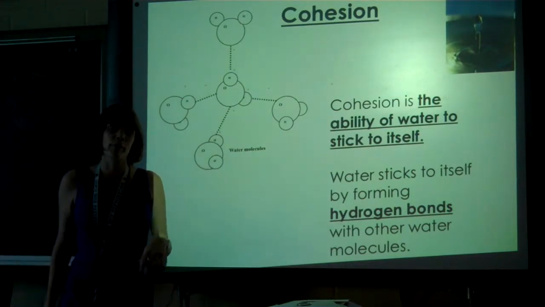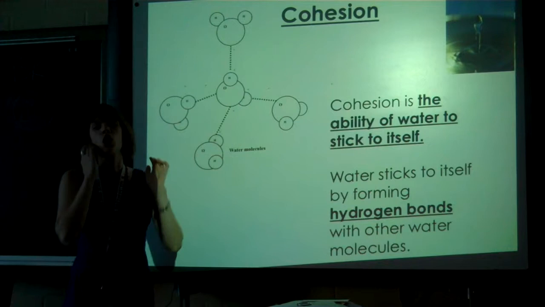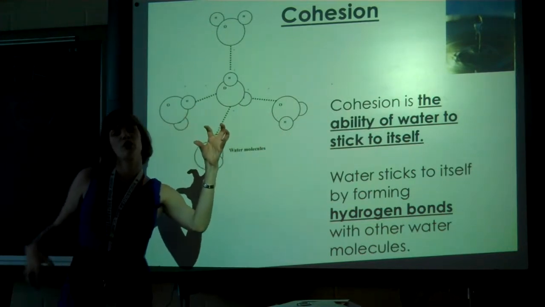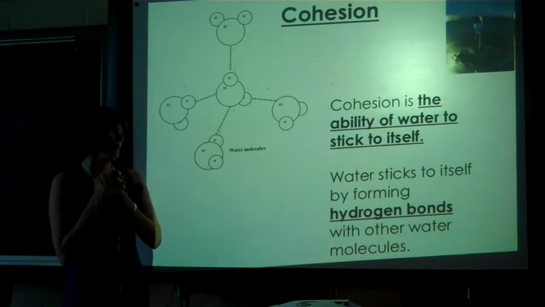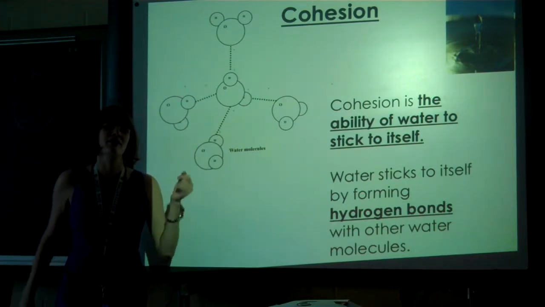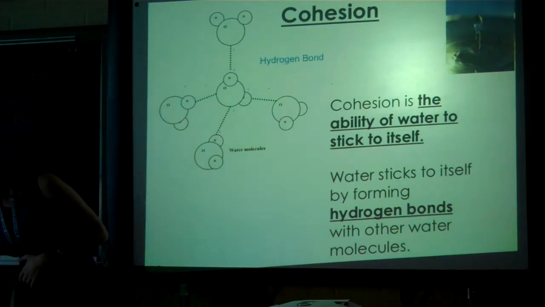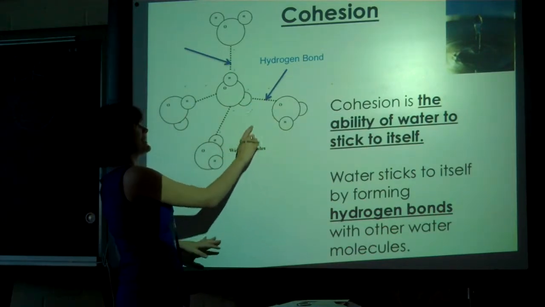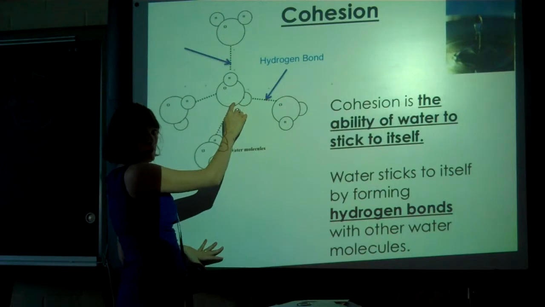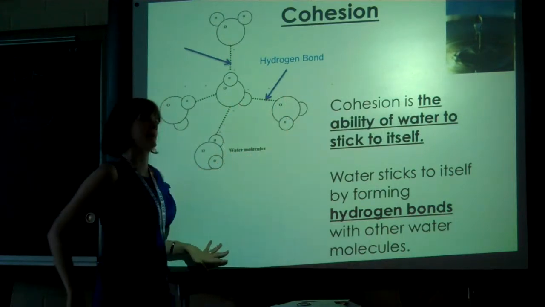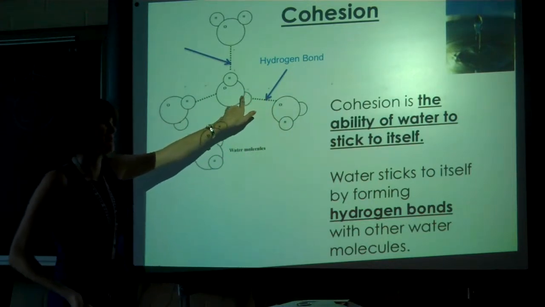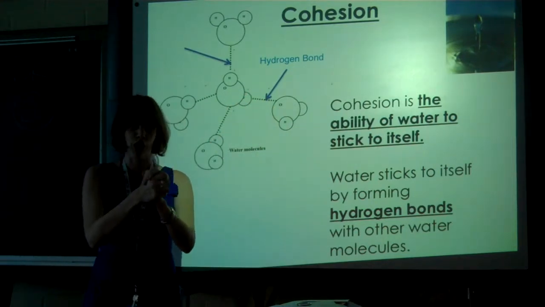Water also has another property called cohesion. Cohesion is water sticking to itself. So one water molecule will stick to another water molecule. The reason it does this is because of hydrogen bonds. So, if we look here, we have a hydrogen bond connecting the hydrogen atom of one water molecule to the oxygen atom of another. Our hydrogen bonds are because this is negative, this is positive. Opposites attract.